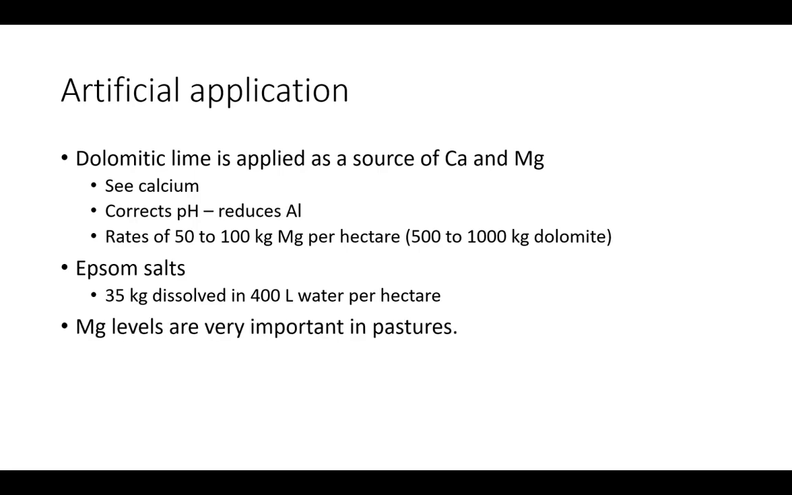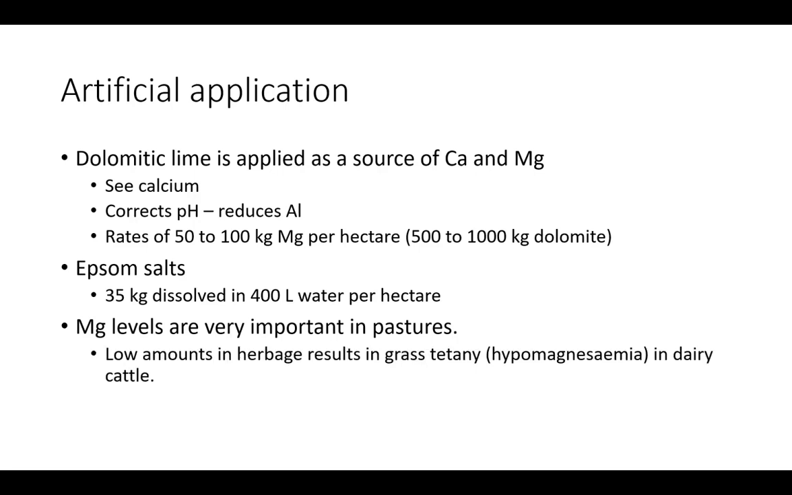Now the last part. Magnesium levels are very important in pasture. When you get to selenium, we will talk about locoweed, which has excess selenium. If you do not have sufficient magnesium in herbage, that will result in a disease called grass tetany, which is hypomagnesemia in dairy cattle. When you are dealing with pastures, you have to make sure that your magnesium levels are proper so that you can avoid grass tetany.